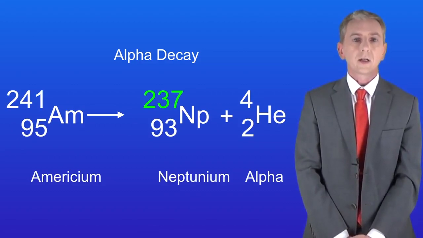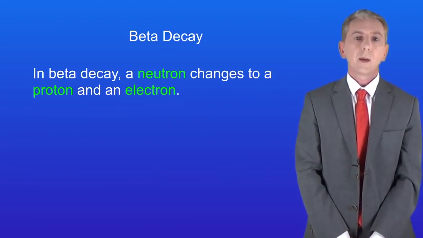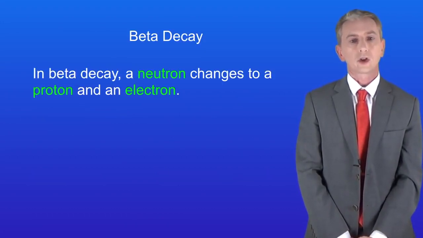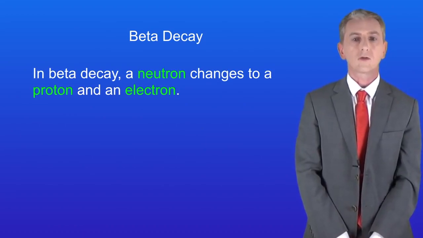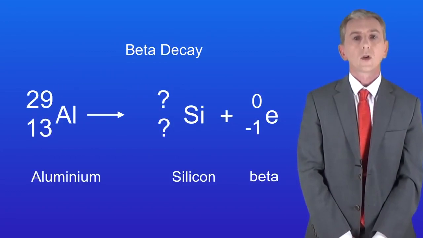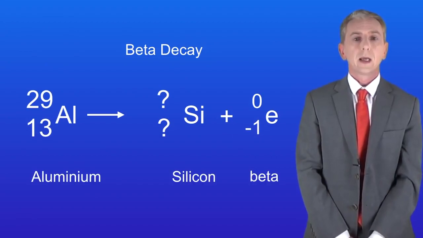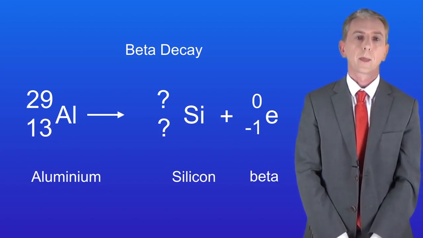Okay, so let's take a look now at nuclear equations for beta decay. Remember that in beta decay, a neutron changes to a proton and an electron. The electron's ejected from the nucleus, and we now call it a beta particle. So this shows the beta decay of an isotope of the element aluminium. It's changing to silicon by releasing a beta particle.